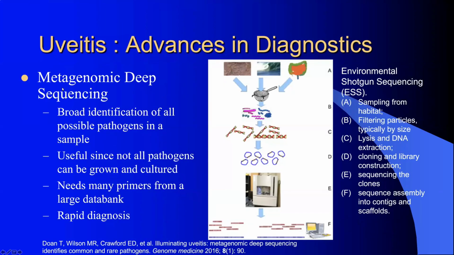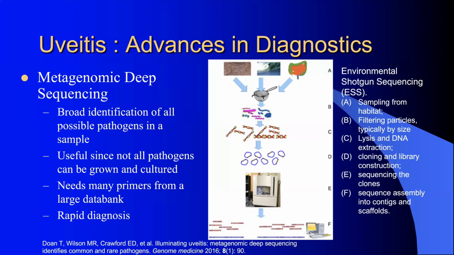And finally, within the last 7 or 8 years, metagenomic deep sequencing is a field in itself, where we can use basically a big shotgun approach and look at a broad identification of all possible pathogens in a sample. But these need primers from a large data bank, but they provide rapid diagnosis, and they also provide tremendous clues and can be used to forensically evaluate the cause of a uveitis. A uveitis that may be chronic, lasting 50 years, we may be able to go back to the inciting event in some cases, which is quite remarkable.